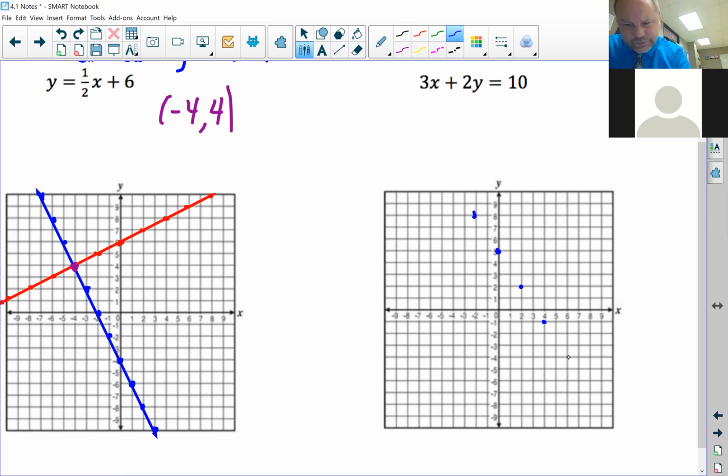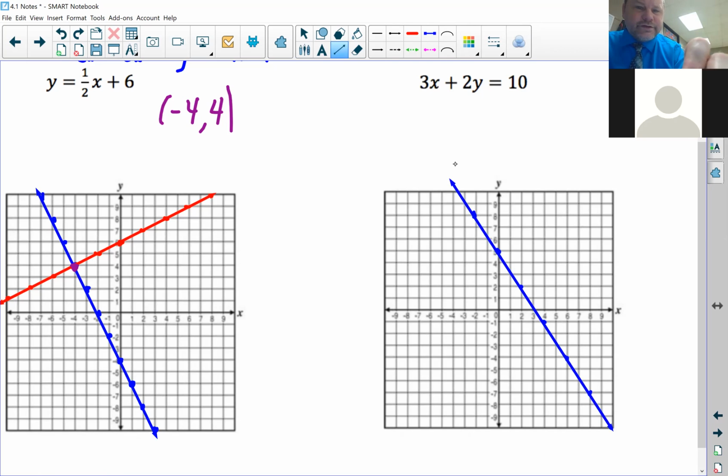1, 2, 3, 1, 2. There we go. I think that's better. All right, second equation.